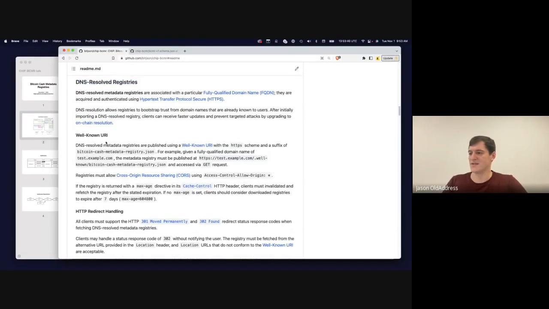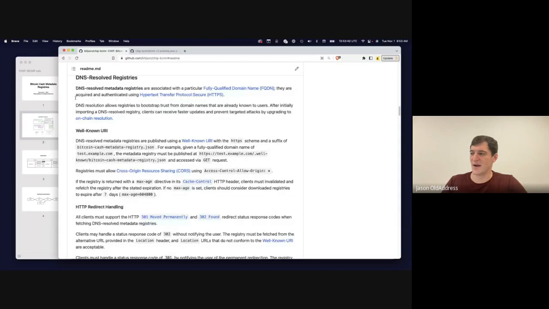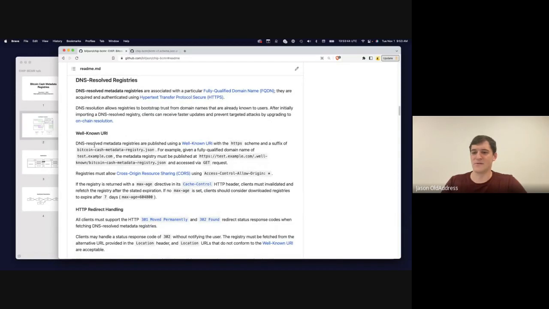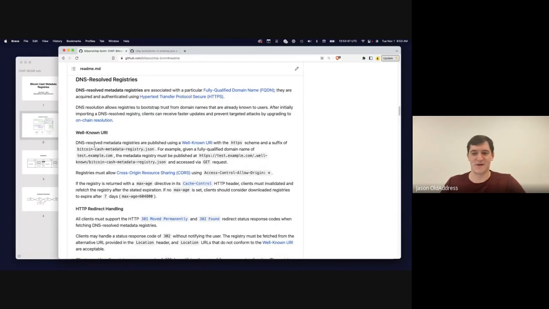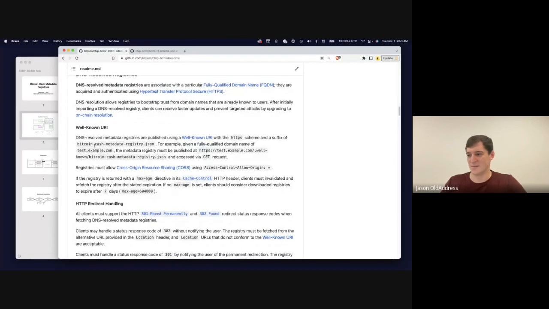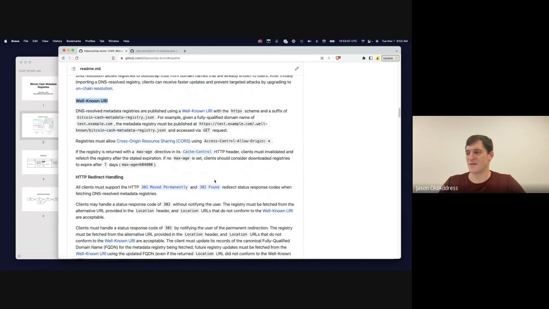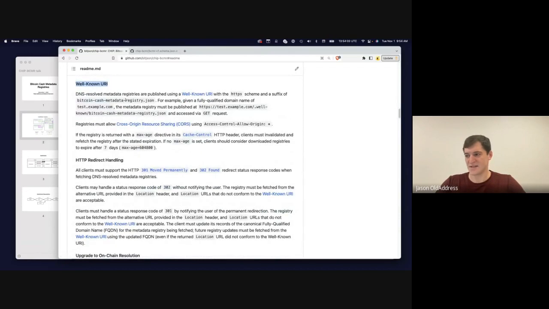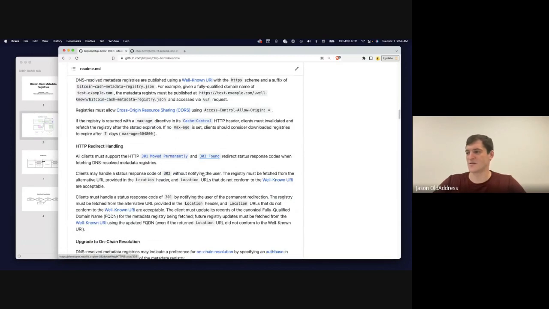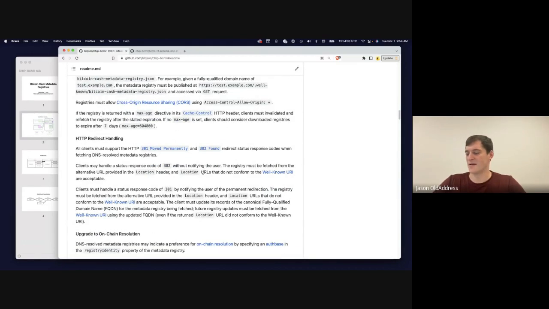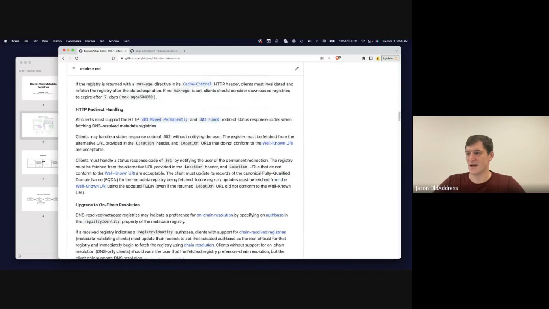This section describes a little bit about how to pull registries using the domain name system. There's a specific URI that registries must be published under. It uses a very common standard now called the well-known URI standard. And it has a few recommendations for allowing cross-origin resource sharing and cache control headers and things like that, and how to handle redirects.